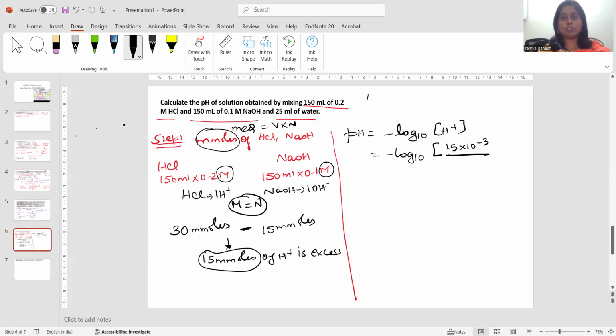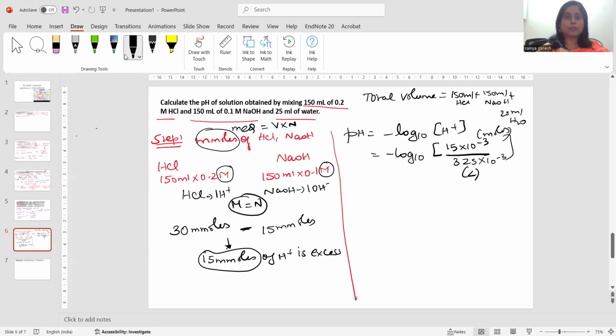Now, what is the total volume of the solution that I have? 150 ml of HCl, 150 ml of sodium hydroxide, and 25 ml of water. So it is 325 totally, into 10 power minus 3. Why? Again, I have to provide it in liters, isn't it? Volume should be in liters, and this should be in moles. Correct. So multiplying and dividing, you will get the final answer for the pH.